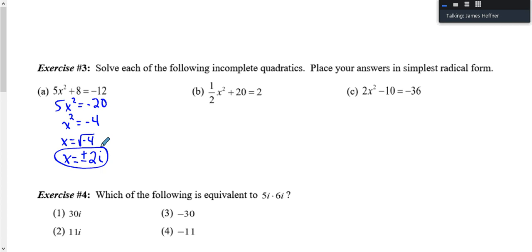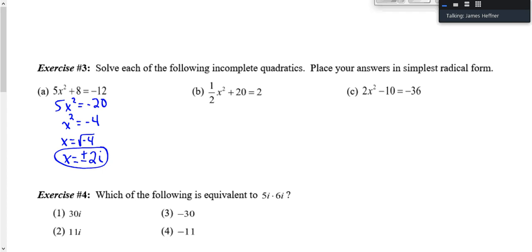All right, let me give you guys a chance to try B and C over here, okay? So you guys take a minute, solve B and C. Is anybody confused about how to handle taking the square root of a negative now? All right, so I'll give you a minute or two. Let's work through that in case somebody else didn't quite get that.